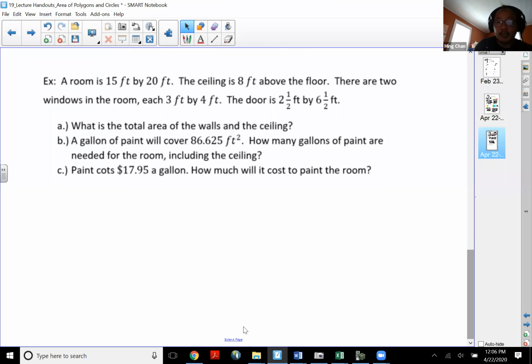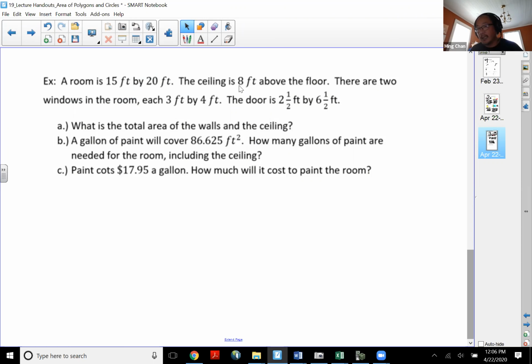So if you look down, your floor is a rectangle. Let's say 15 by 20 feet. Remember, you've got 4 walls. That means we have 2 long walls and 2 short walls, right? Your floor is 15 by 20, so you're going to have 2 20-foot long walls and 2 15-foot long walls.